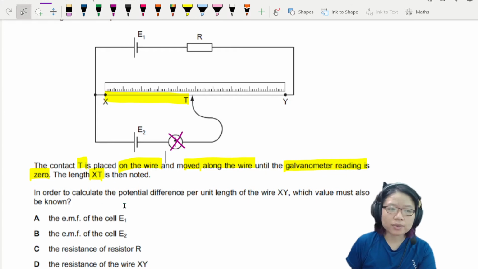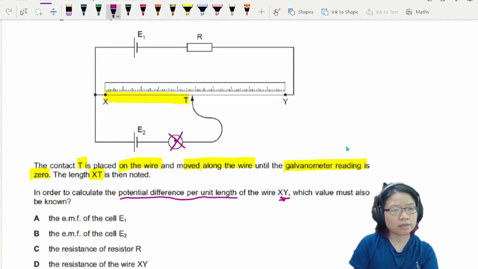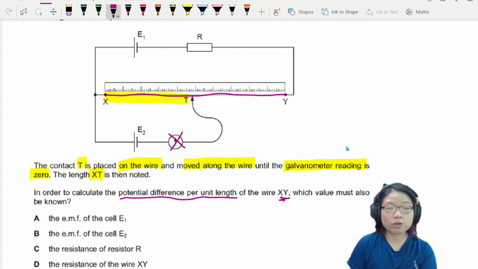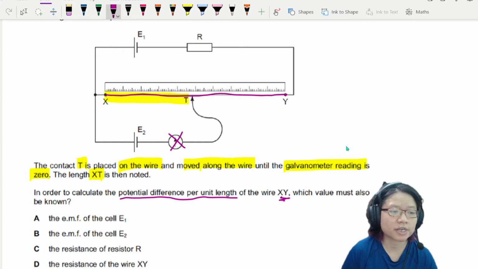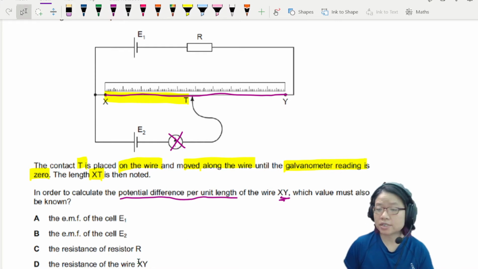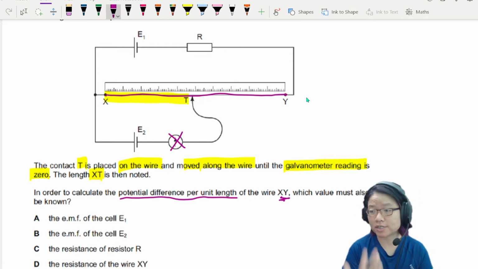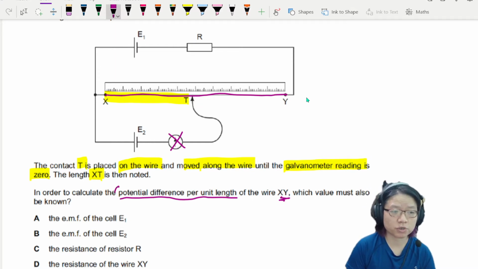In order to calculate the potential difference per unit length, so this is what we want to find, potential difference per unit length of the wire XY. So the wire is actually here, guys. This is the wire. Which value must also be known? EMF of E1, E2, the resistance of R, or the resistance of the wire XY. Since we can only choose one of the 4 options, we need to have one, and then that immediately allows us to measure the potential difference per unit length.